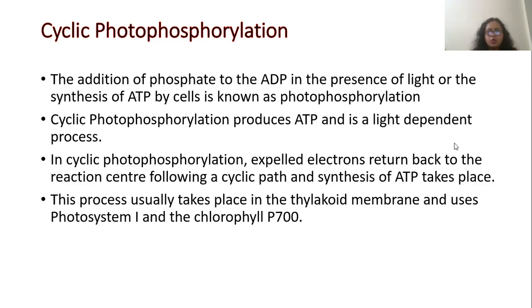So now recall, what is the reaction center of cyclic photophosphorylation? It is P700. So these expelled electrons return to the P700 and follow a cyclic path and result in the synthesis of ATP molecule. Hence it is called cyclic photophosphorylation. Photo means light, phosphorylation means addition of phosphate to the ADP molecule. This process usually takes place in the thylakoid membrane and uses photosystem 1 and the chlorophyll P700 molecule.